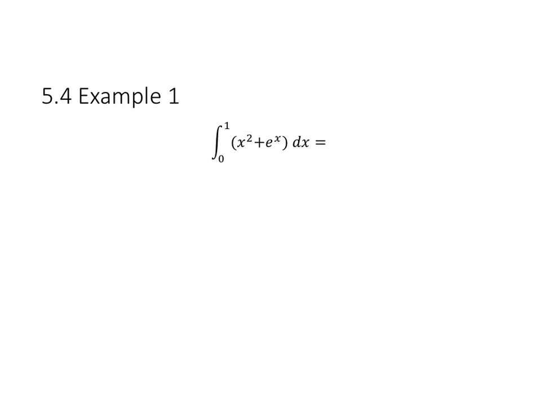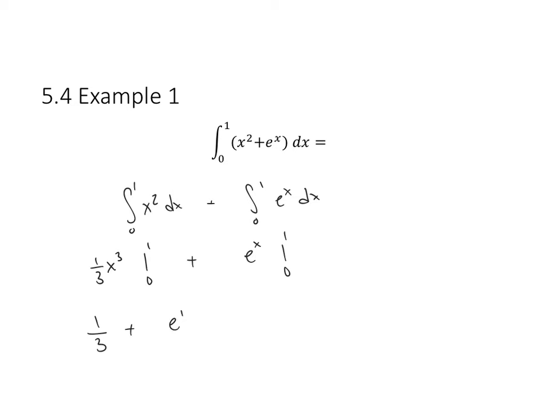All right, so in example 1, you don't really have to write it out this way, but I'm going to write it out for the sake of showing you this. It goes from 0 to 1 of x squared dx plus the integral from 0 to 1 of e to the x dx. So this is 1/3 x cubed from 0 to 1 plus e to the x from 0 to 1. So that's 1/3 plus e to the 1 plus e to the 0.